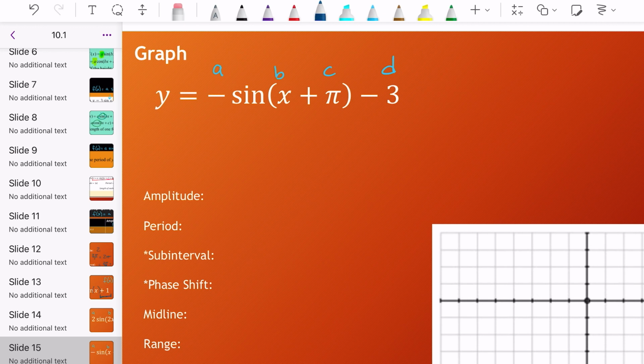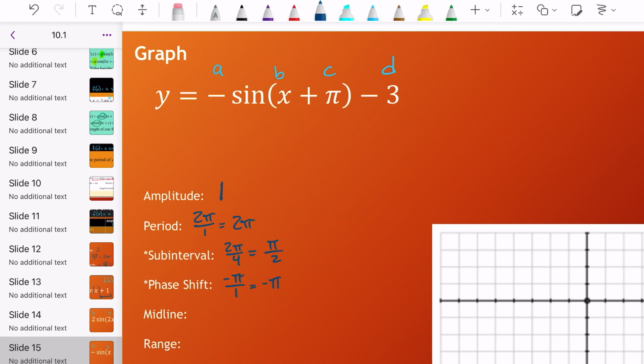We'll start off with the amplitude, which is the absolute value of -1, which is 1. Our period is 2 pi over B, so 2 pi over 1, which is 2 pi. Our subinterval is the period divided by 4, so 2 pi divided by 4, or pi divided by 2. Our phase shift is -C, so -pi over 1. So that's going to leave us with -pi.